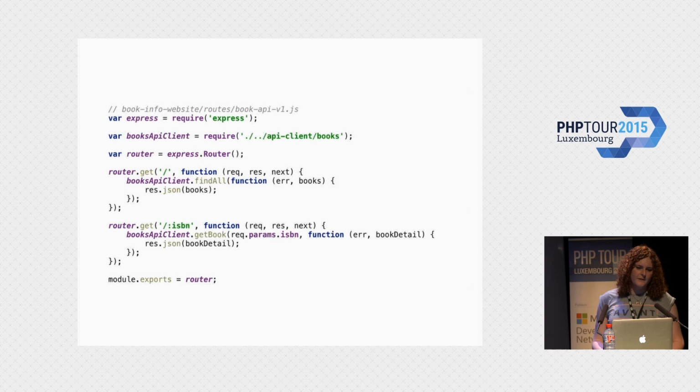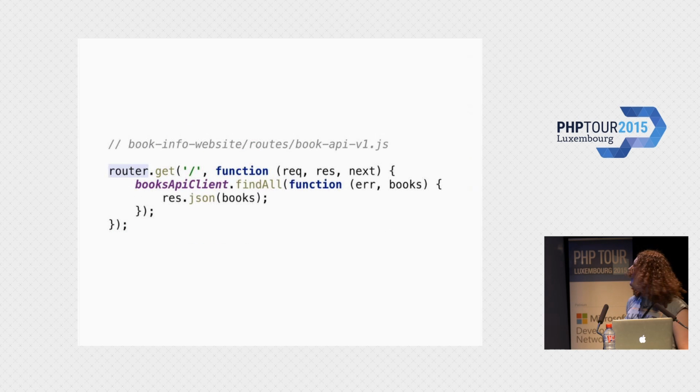And here we have the book API. So there's a number of different URLs here, and these make requests to a third-party API. So here we have the get one. What this is going to do is make a call to an API client, load the data, and then return it as JSON.